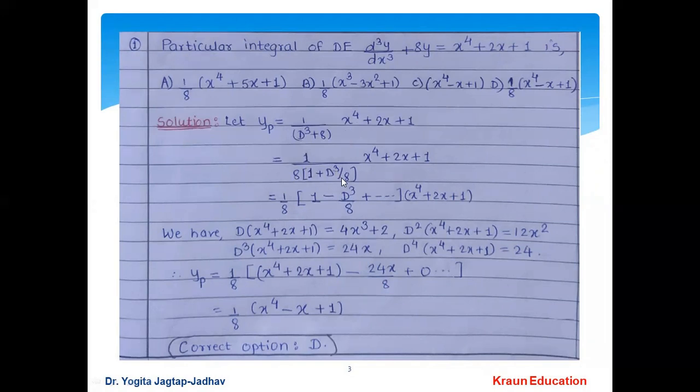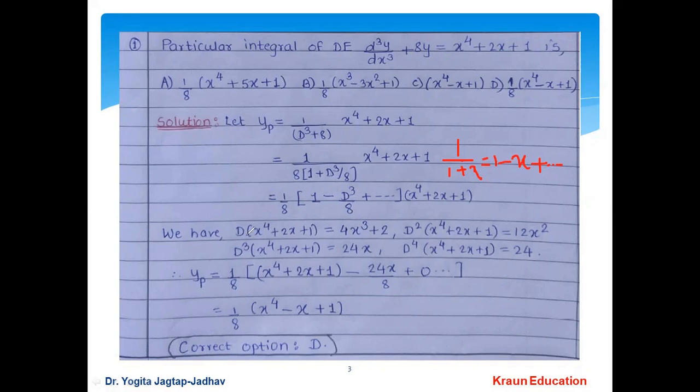Therefore, I can take 8 common from the denominator, and the denominator takes the form of 1 plus D cube upon 8. Now by using the binomial series, 1 upon 1 plus x is equal to 1 minus x plus x square and so on. Here the value of x, D cube upon 8, can be substituted on the right hand side. Therefore, we have 1 upon 8 into 1 minus D cube upon 8 plus and so on. As we know, the fourth order derivative of x raised to 4 will be constant, and all remaining higher order derivatives are 0. Therefore, I have just written the terms up to D cube only.